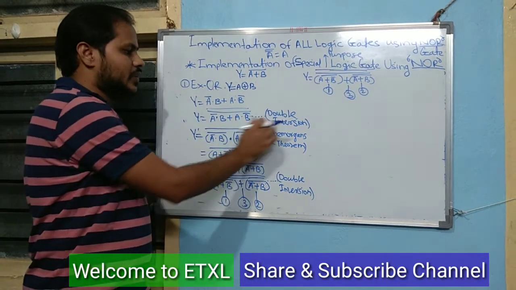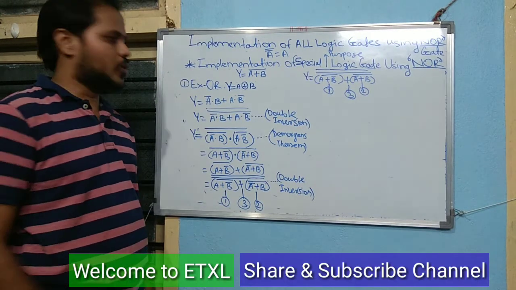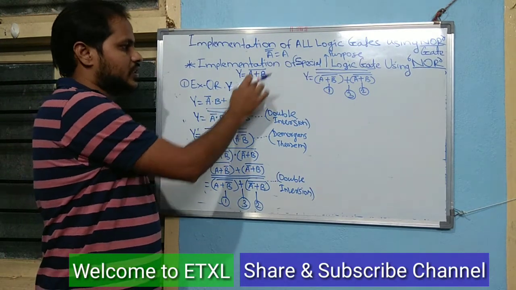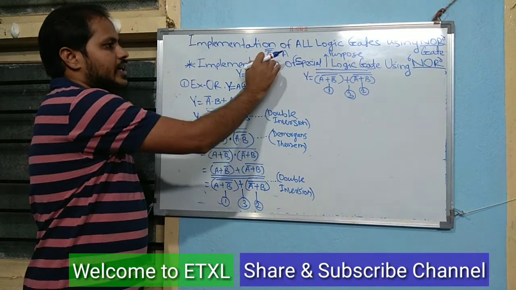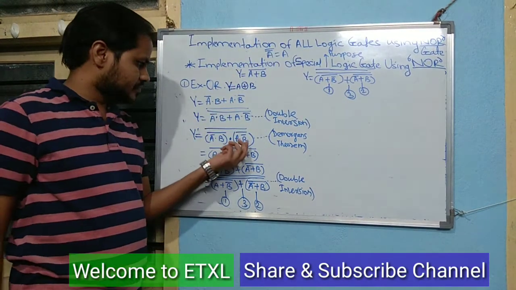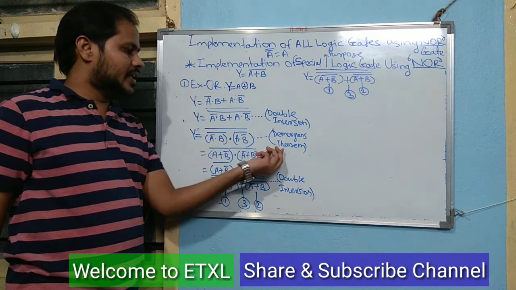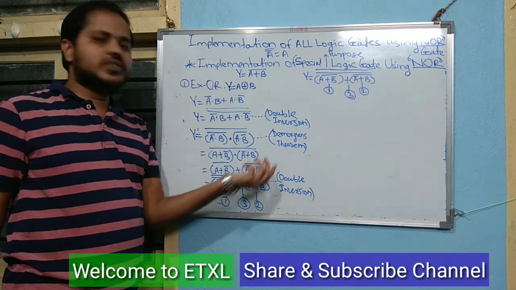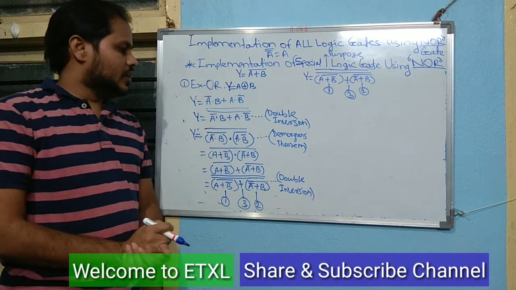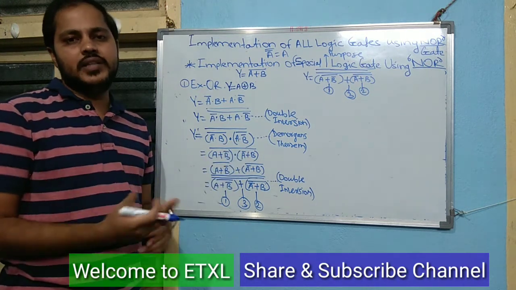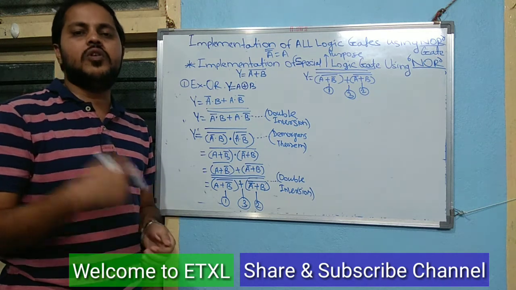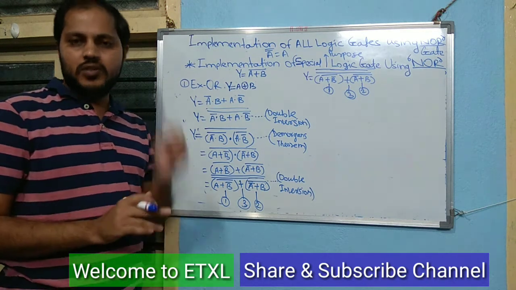Applying here the double inversion law, for the conversion of this XOR logic gate into the NOR form. Okay. Here apply the double inversion law: A double bar is equal to A. Then again apply De Morgan's theorem. De Morgan's theorem states that the complement of any logic gate is equivalent to the opposite of that logic gate. Complement is the opposite of that particular logic gate.